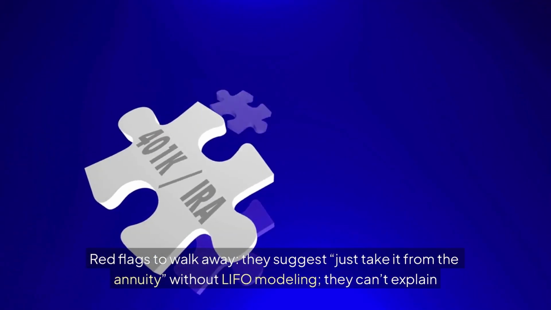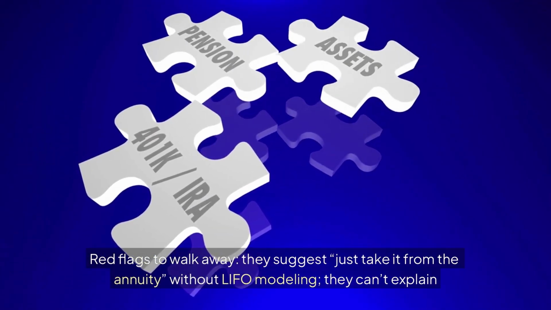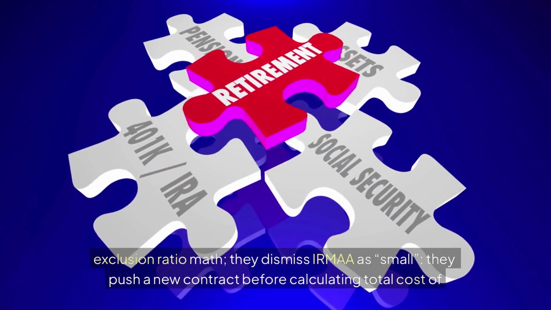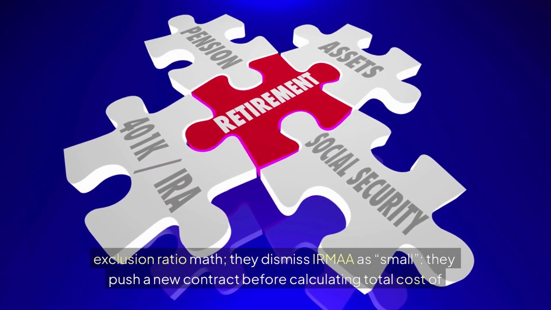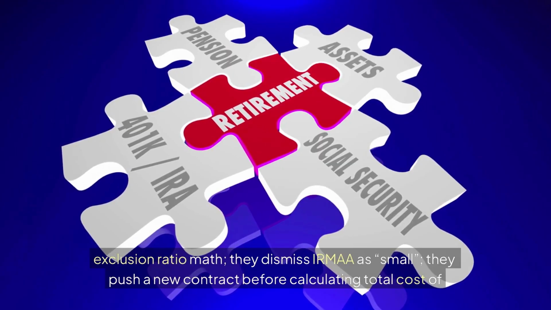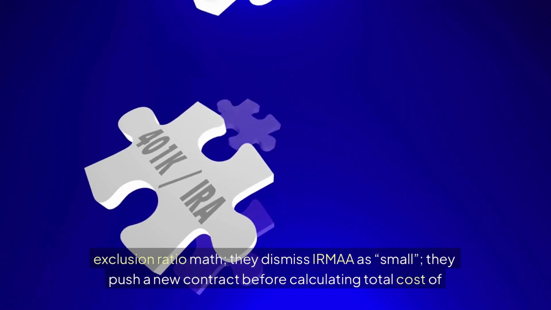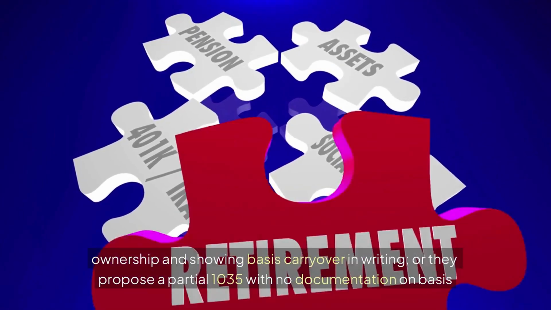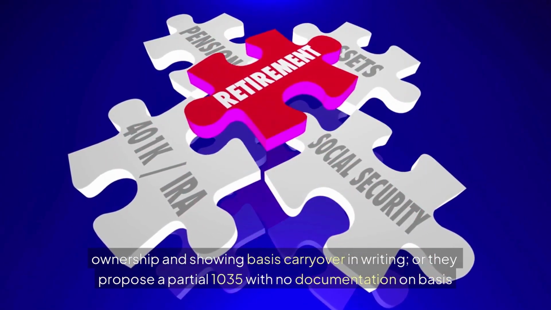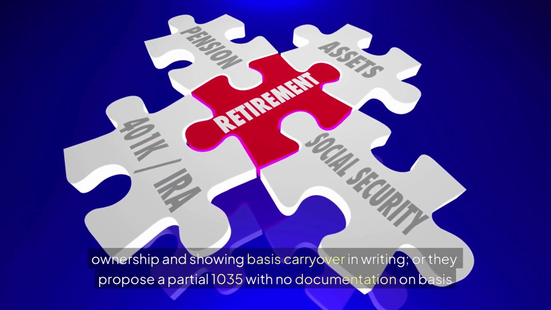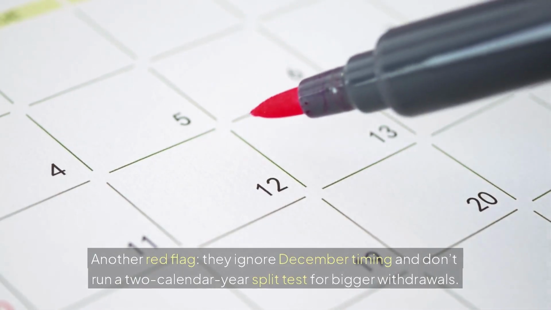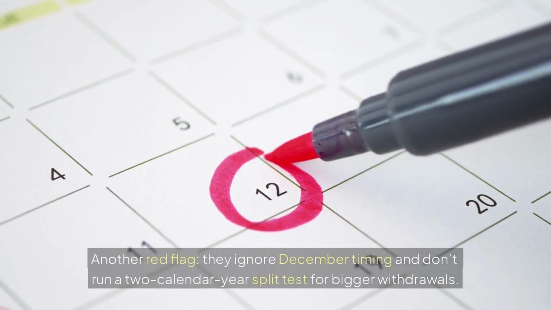Red flags to walk away. They suggest just take it from the annuity. Without LIFO modeling, they can't explain exclusion ratio math. They dismiss IRMAA as small. They push a new contract before calculating total cost of ownership and showing basis carryover in writing. Or they propose a partial 1035 with no documentation on basis allocation. Another red flag. They ignore December timing and don't run a 2-calendar-year split test for bigger withdrawals.